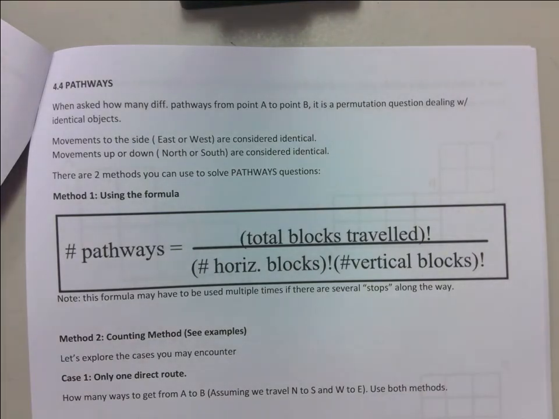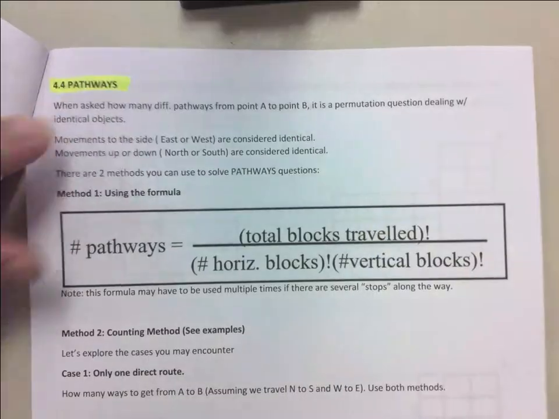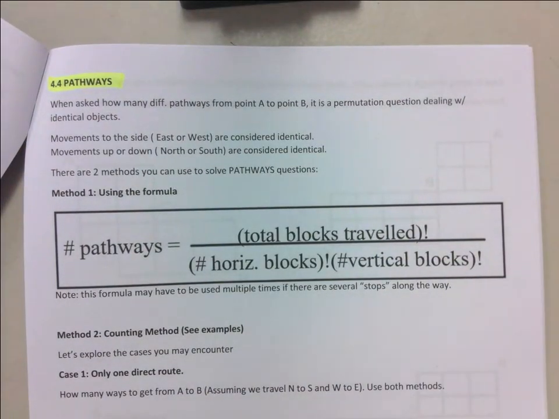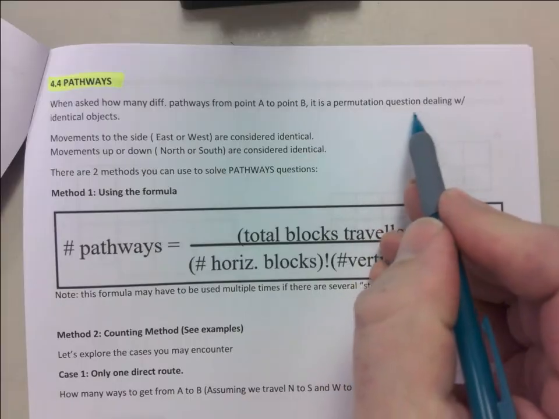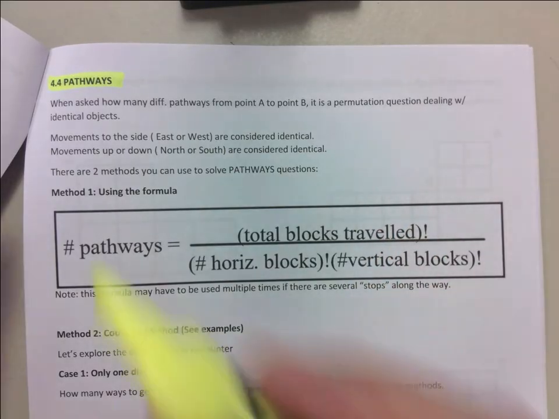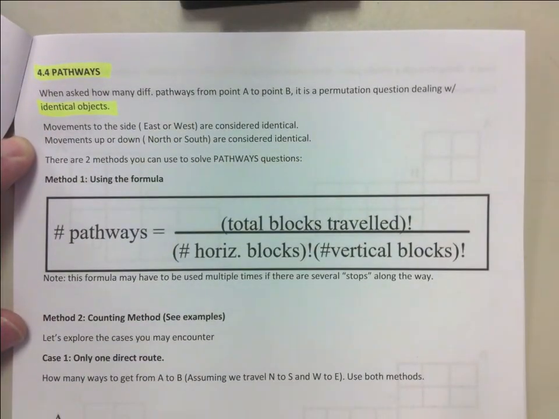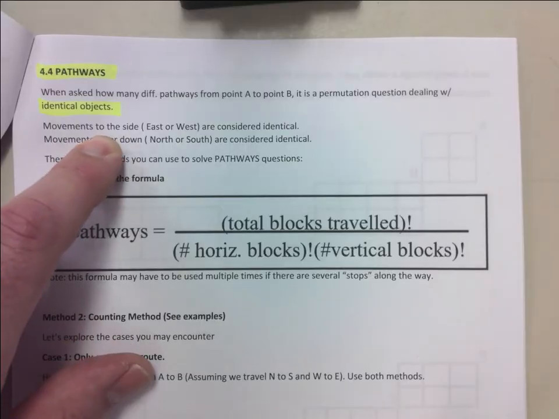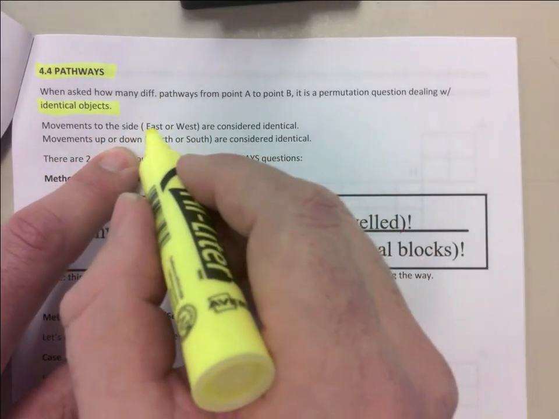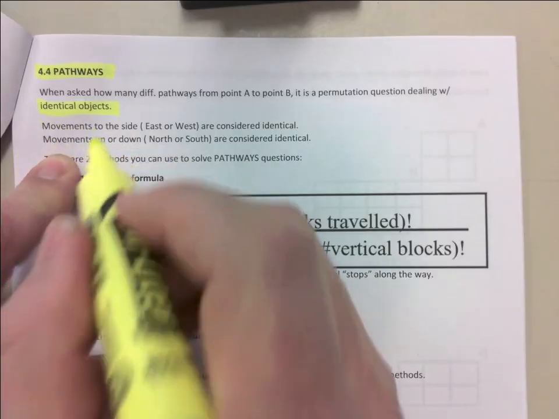Okay, pathways. You're asked how many pathways from point A to point B. It is a permutation question dealing with identicals. This has to do with what we've already covered, identicals. Movements to the side, east or west, okay? East or west are considered identicals.